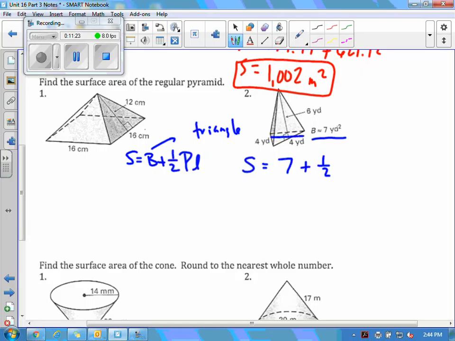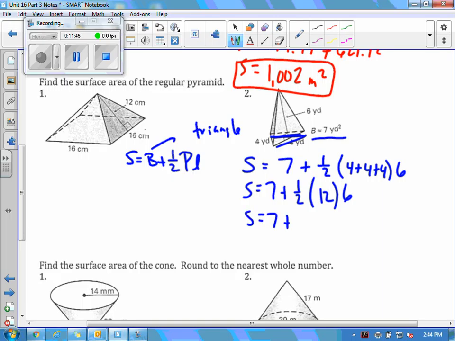This is my base right here. We know that it's congruent, so 4 plus 4 plus 4 will give me the perimeter of my base. And then the slant height they give to me is 6. So my surface area is going to be 7 plus 1/2 times 4 plus 4 plus 4, which is 12, times 6. So that's 7 plus half of 12 is 6 times 6, or 7 plus 36, and I'll get 43 yards squared.